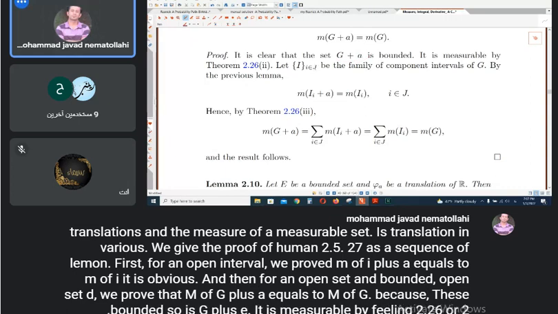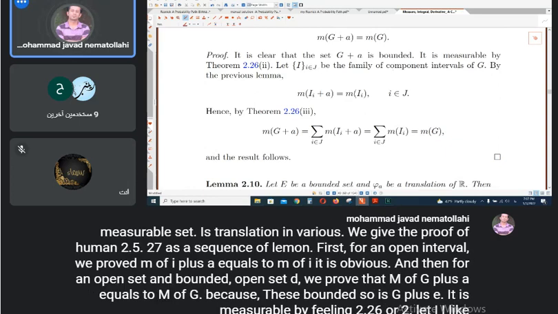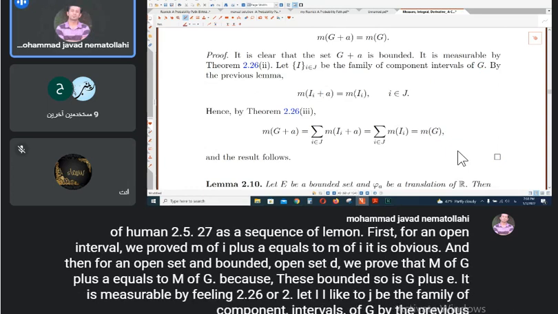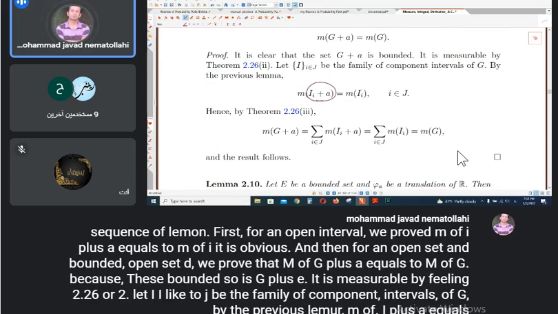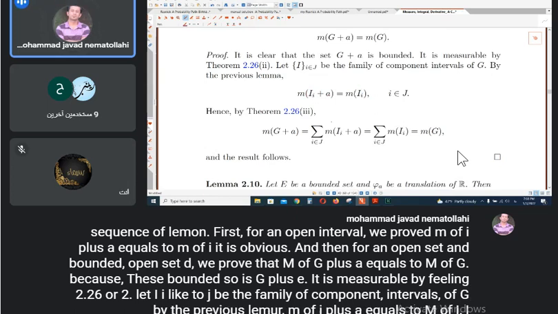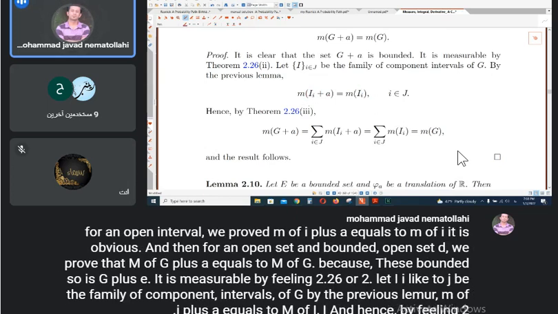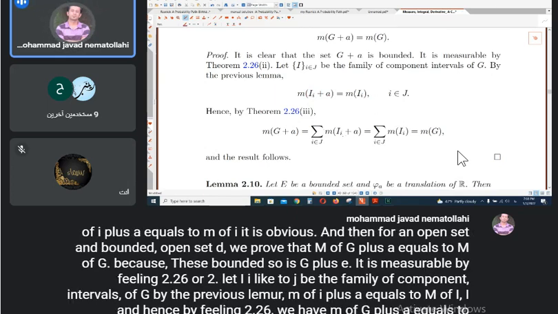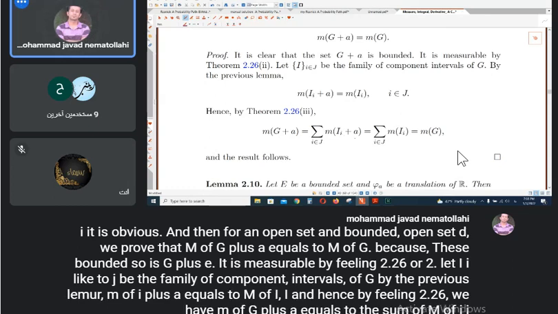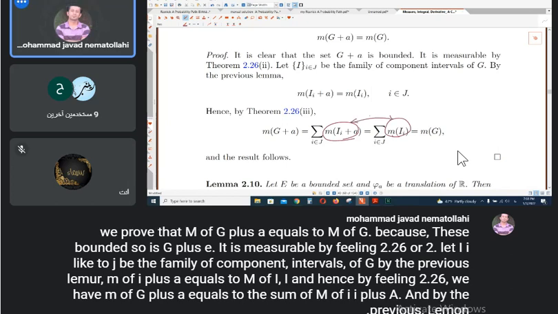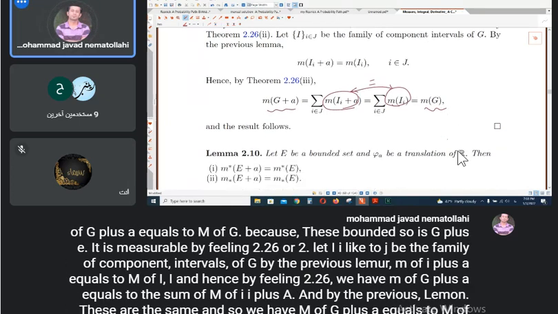Let I, for I in J, be the family of component intervals of G. By the previous lemma, m(I + A) = m(I). And hence by Theorem 2.26 we have m(G + A) equals the sum of m(I + A), and by the previous lemma these are the same, and so we have m(G + A) = m(G). This is for open sets.